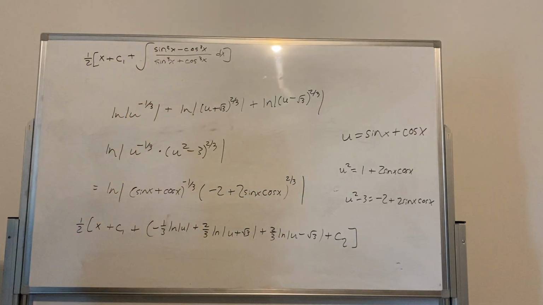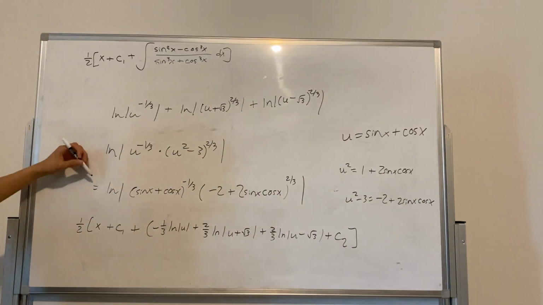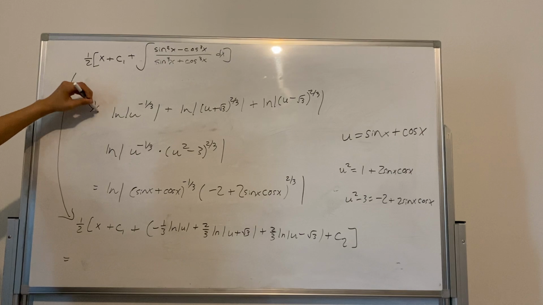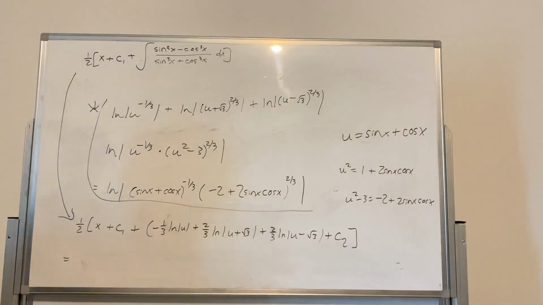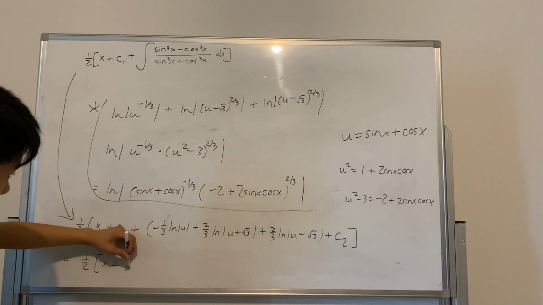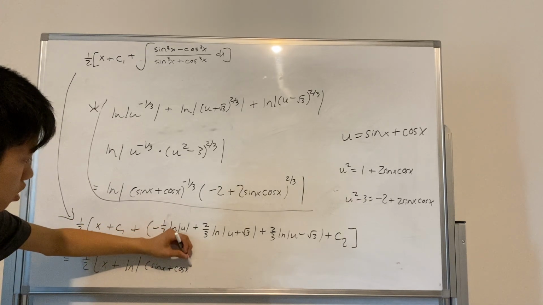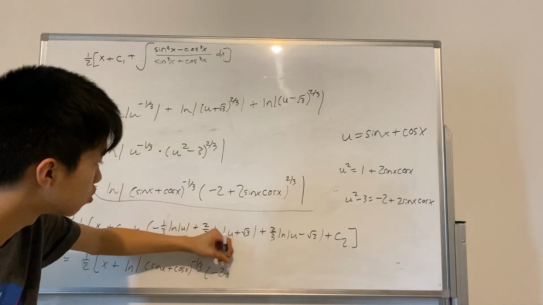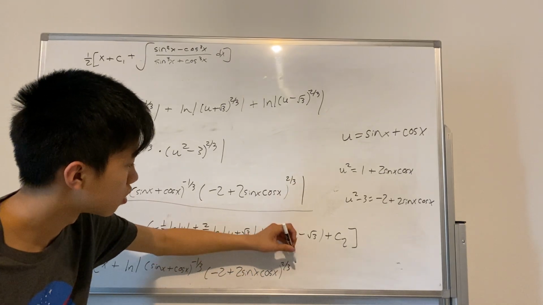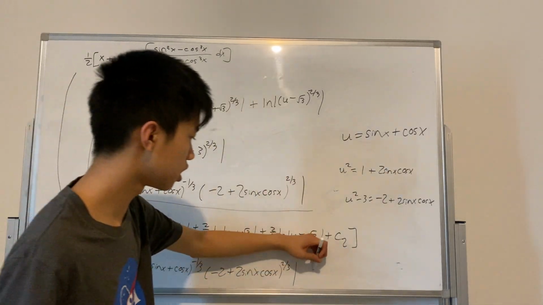So now we can plug this back in. And remember, c1 and c2 are arbitrary constants, so they could just add up into a c3. Okay, so this goes here. This is just an intermediate step. This is equal to 1/2 times x plus ln of sine x plus cosine x to the negative 1/3 power times negative 2 plus 2 sine x cosine x to the 2/3 power, with the absolute value sign, plus c3.